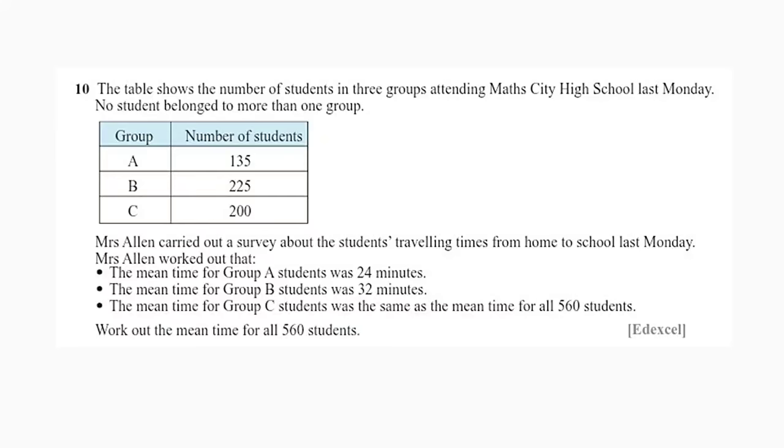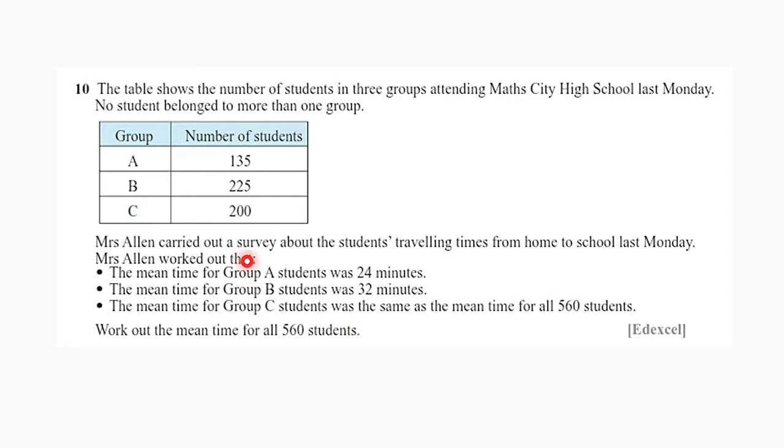Hello everyone. Here is an interesting question under the measures of central tendency. I sorted out the question under Edexcel GCSE. The question reads, the table shows the number of students in 3 groups attending Mass City High School last Monday. No students belongs to more than one group. So you can see group A, B, C, and here are the corresponding number of students.